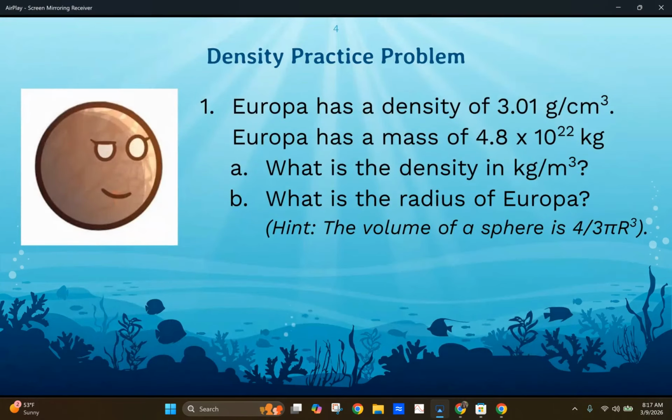So the first example we're going to look at is Europa, which has a density of 3.01 grams per centimeter cubed, and Europa has a mass of 4.8 times 10 to the 22 kilograms. So first we're going to find the density in kilograms per meter cubed, so just working on that conversion, and then what is the radius of Europa. If you want to pause the video, do the calculations, and then check back in, that's great.